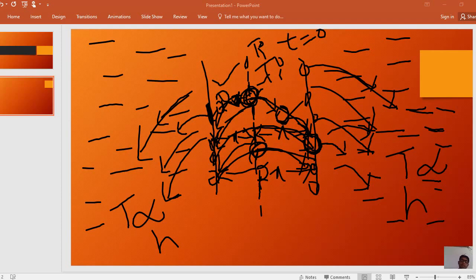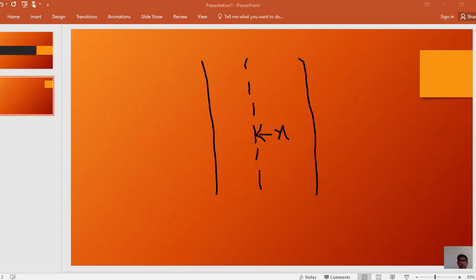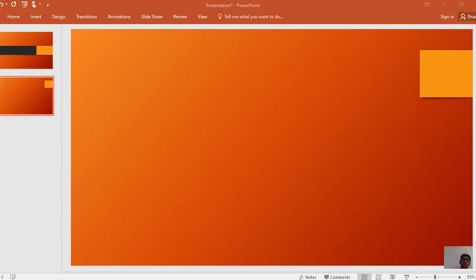So in this case the heat will transfer in both directions. The heat will transfer in this way and also in this way. So graphically, we can represent this temperature with the passage of time, also with the passage of x-axis.